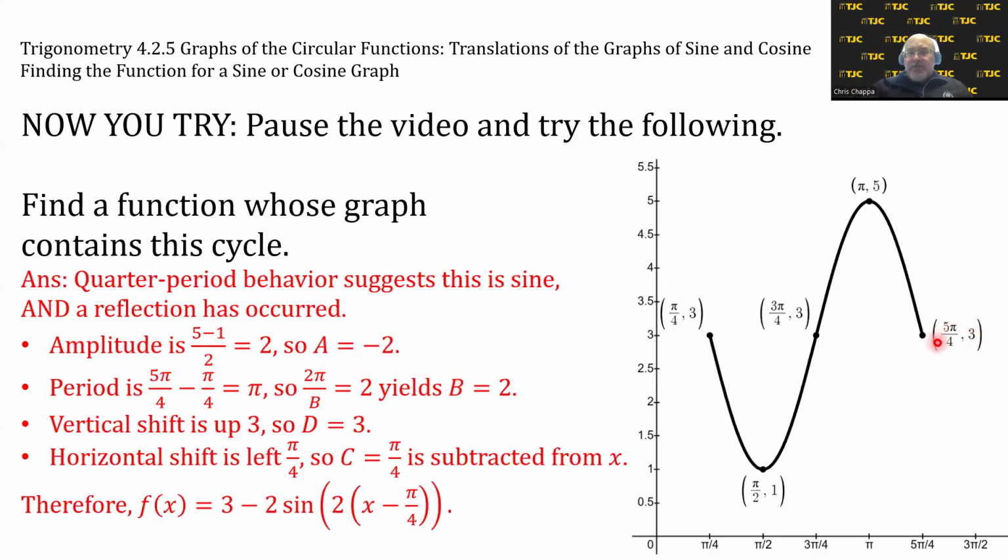The period is the difference in 5 pi over 4 and pi over 4, which is just pi. So 2 pi over B equals pi, which yields B is equal to 2. Vertical shift is up 3. Horizontal shift is to the right pi over 4, evident because of the first point's coordinates, pi over 4, comma 3, when the graph of sine starts at 0, comma 0. And because the shift is to the right, the pi over 4 is subtracted from x. Therefore, f of x equals 3 minus 2 times sine of 2 times the quantity x minus pi over 4. If you distribute the 2, the argument of the sine will be 2x minus pi over 2.